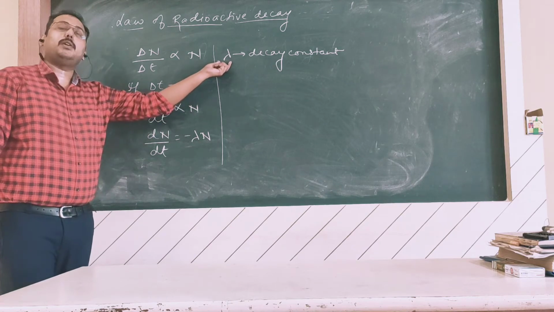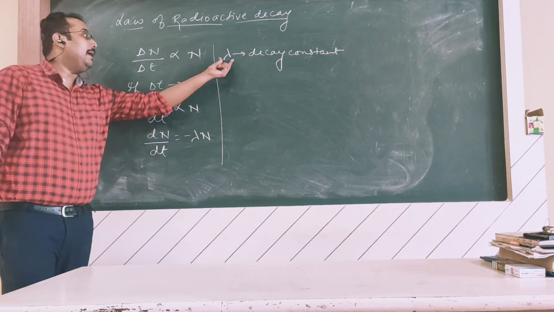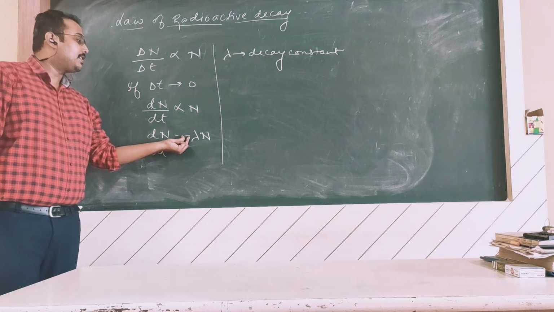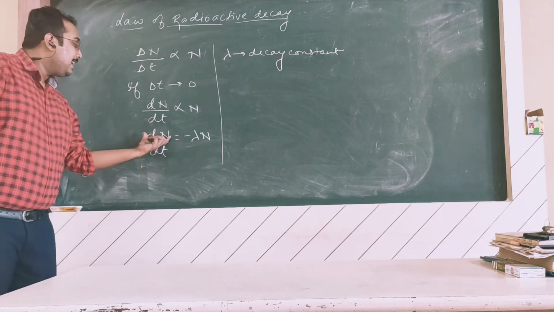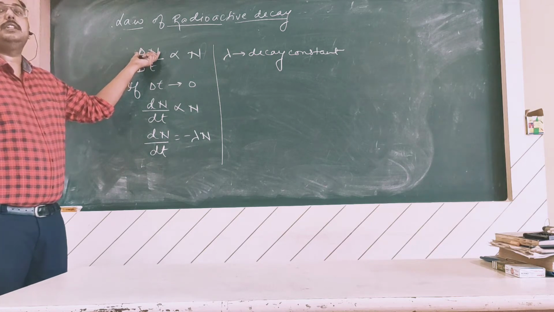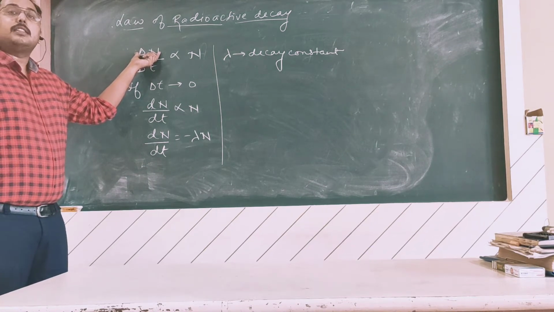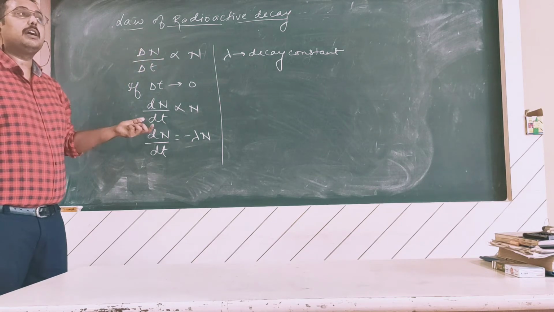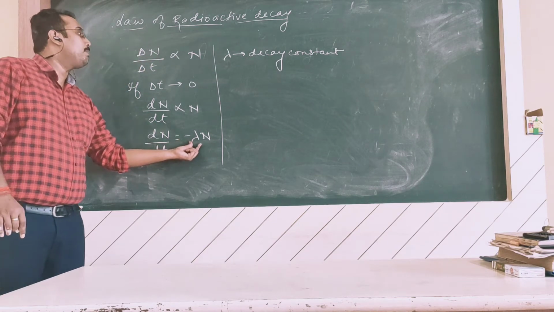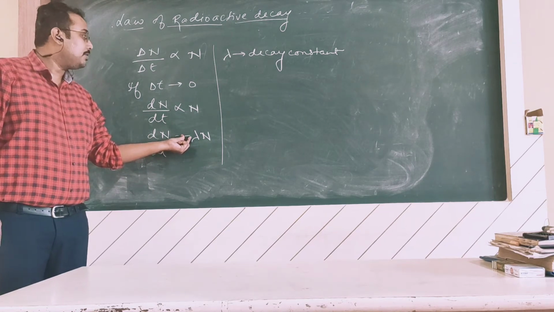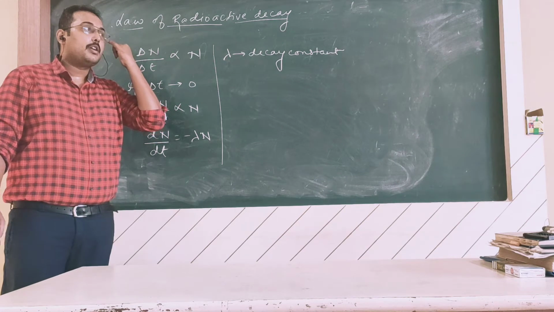It is a positive quantity, so it should remain positive everywhere. A minus sign has been introduced here. Why the minus sign? Because nuclei are undergoing decay. Decay means the final number of nuclei will always be less than the initial number, so to make it always positive, we add a negative sign here. Understood? So lambda is called the decay constant.